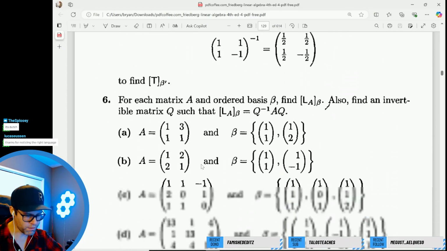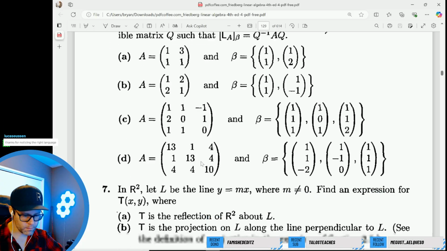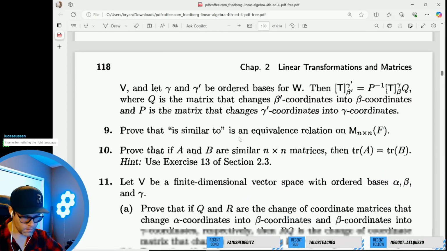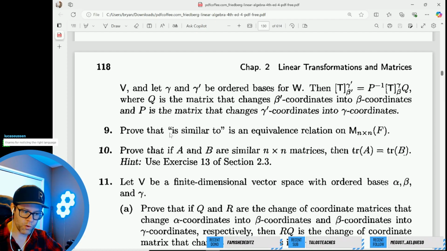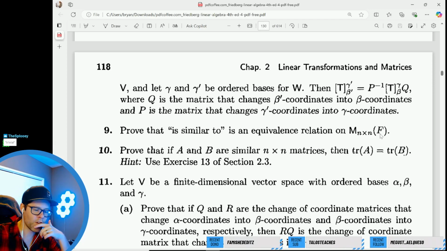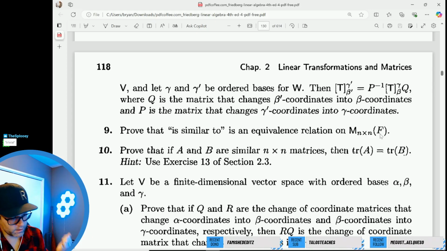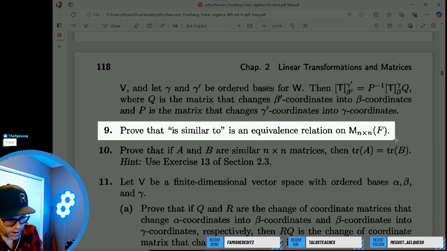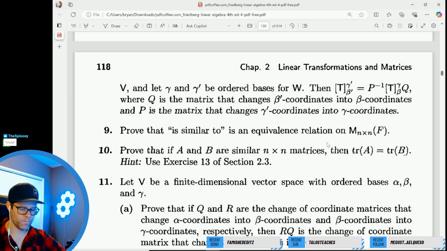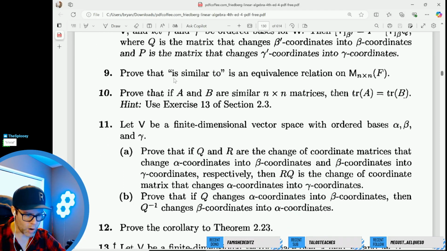Let's see if we can get a proof. Is there a proof in here? Oh, prove that is similar to is an equivalence relation on the n by n matrices with components from the field. This might be a nice proof to end off the section. This is a good one too. If A and B are similar, then the trace of A should be the trace of B, right? Similar matrices have really nice properties.